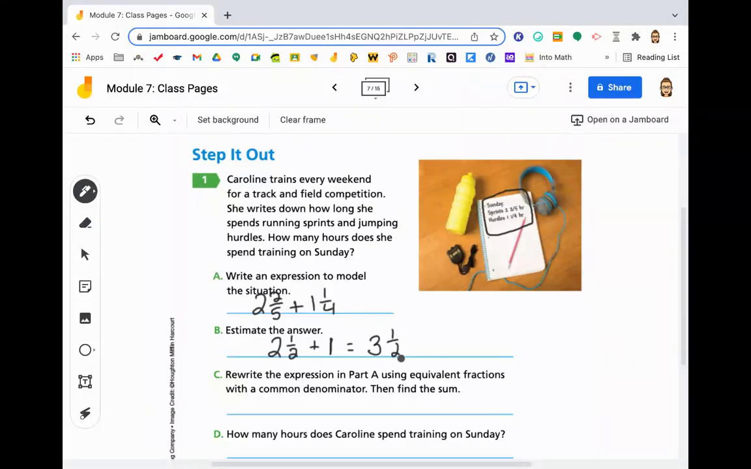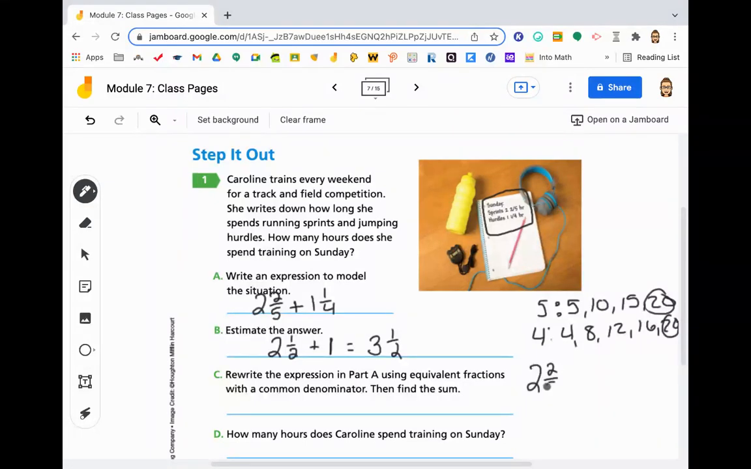So C says rewrite the expression in part A using equivalent fractions with a common denominator, then find the sum. So our first step is to find a common denominator. That means I need to list out my multiples. For 5, we have 5, 10, 15, 20. For 4, we have 4, 8, 12, 16, 20. So that means my common denominator is going to be 20. Now I need to write my equivalent fractions.